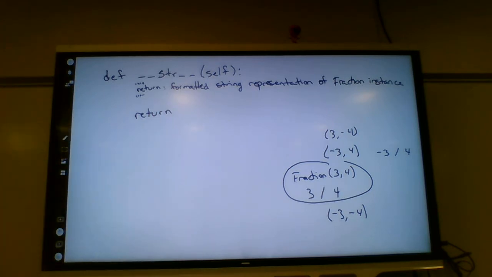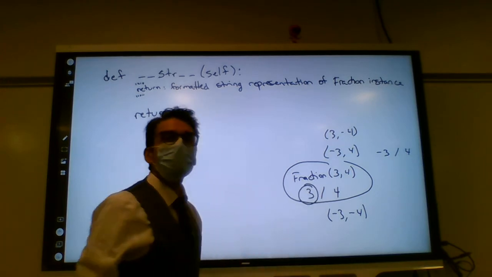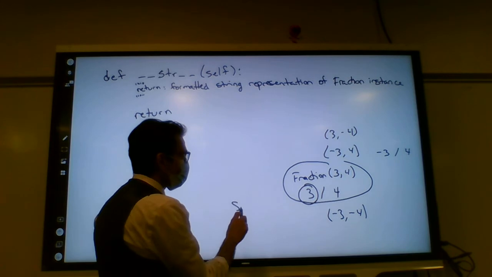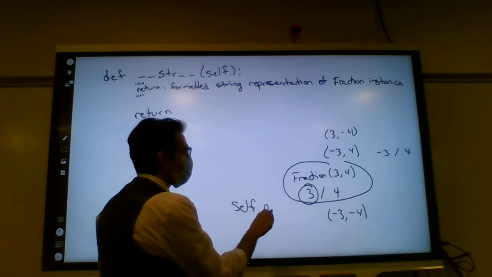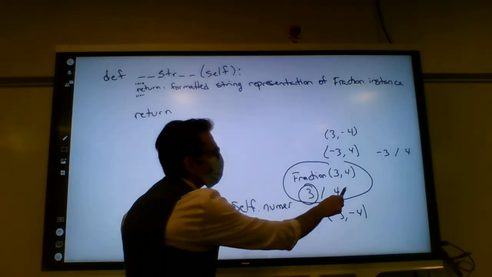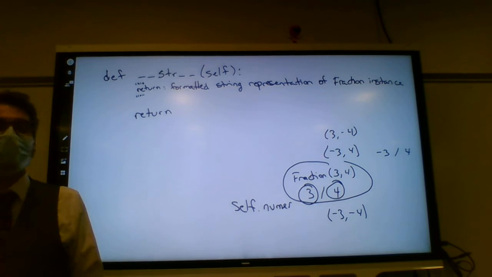We could return, we want to return a string, right? We want to return a formatted string that has the right information. So what kind of information does it have to have? Well, what is this number? So that is the numerator, and that is the denominator, right?